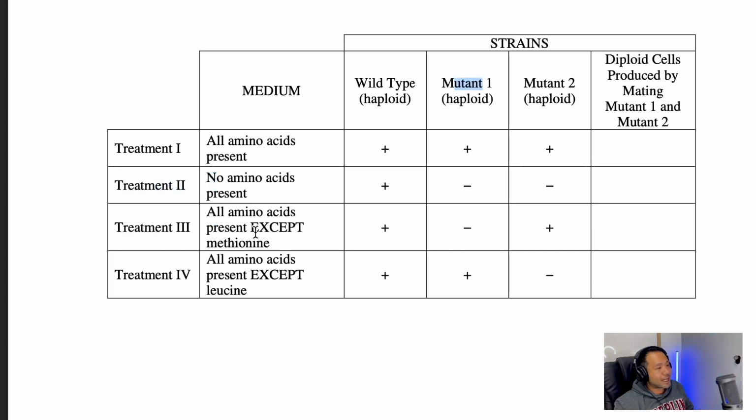Because mutant 1 can't make methionine, but they can make leucine. Mutant 2 cannot make leucine, but they can make methionine. When they're together, they can make methionine and leucine by relying on each other. So while mutant 2 allows for the production of methionine in their genome, mutant 1 allows for the production of leucine. So even though each of them are missing one, together they can help each other out and actually produce what each of these guys are missing. So that's a plus, and that's a plus, and that's a plus. Because as we said, diploid means that they can offset each other's faults.